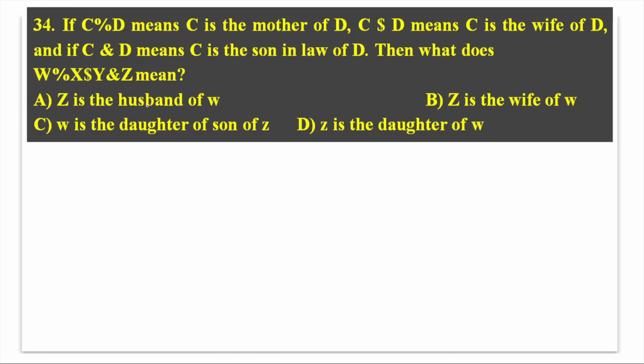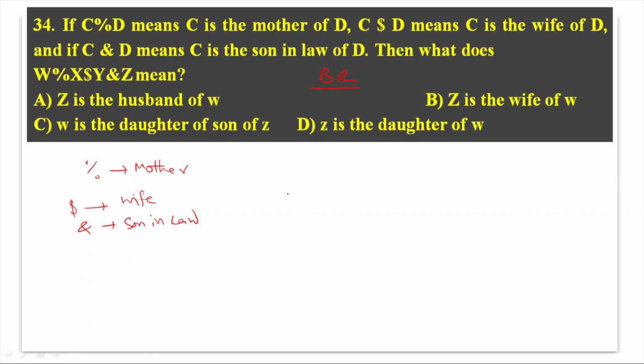And here is the next question. Okay, this will be the next question. This question comes under the blood relation topic. What he gave here: percent represents mother, dollar represents wife, and at represents son-in-law.